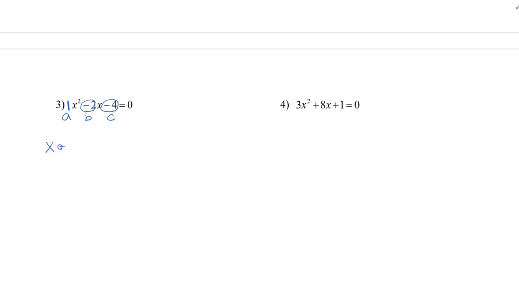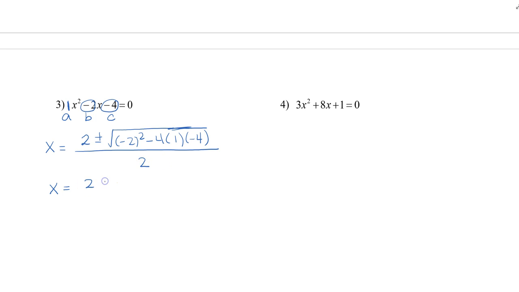So we have x is equal to, so again, it's negative 2, so it's going to be 2 plus or minus the square root, negative 2 squared, minus 4 times 1 times negative 4. Now, I kind of didn't draw my radical long enough, so I'm going to extend that. All of this is divided by 2 times 1. So that's fine. I don't need to draw the 1 because it's just 1.